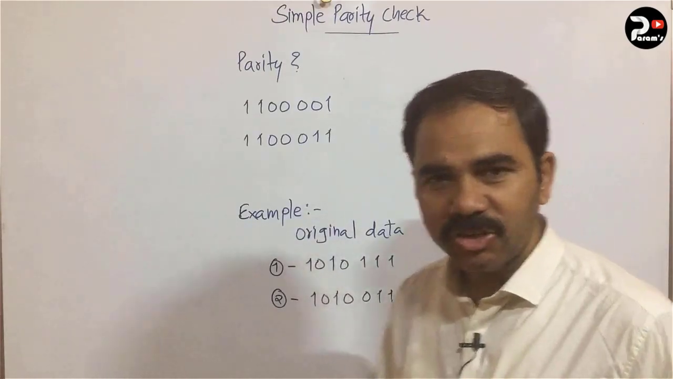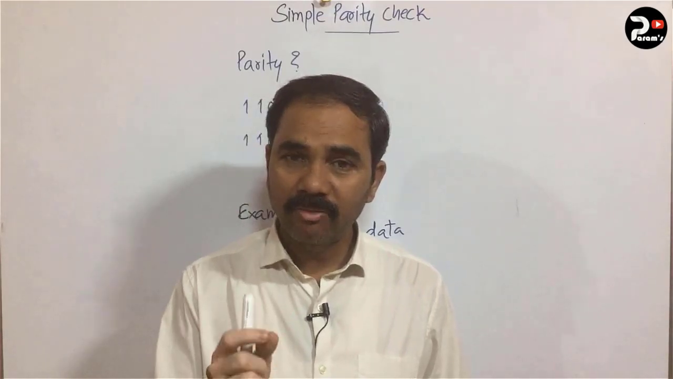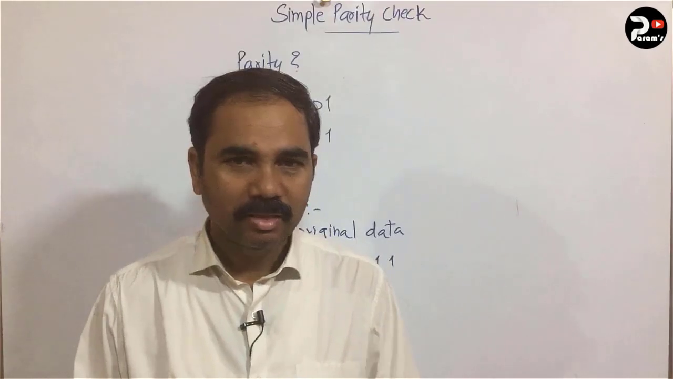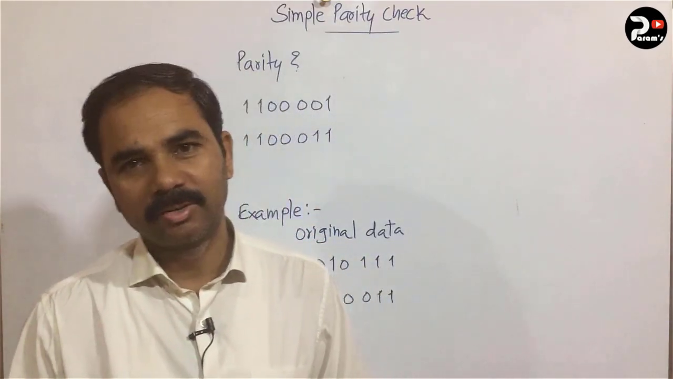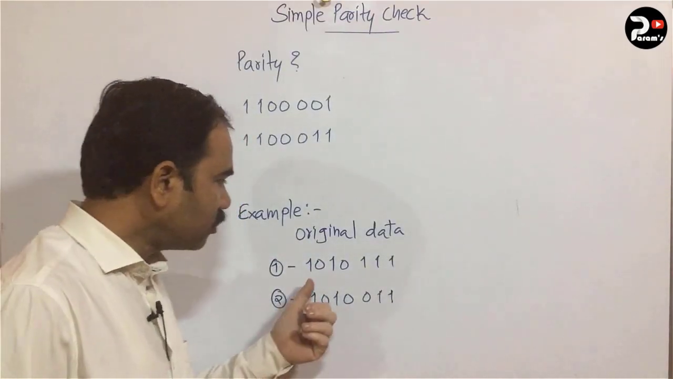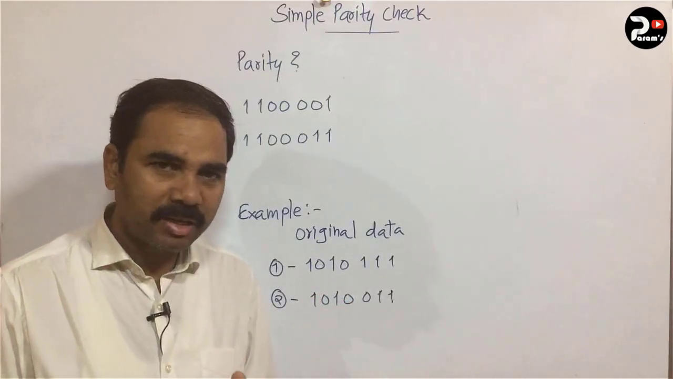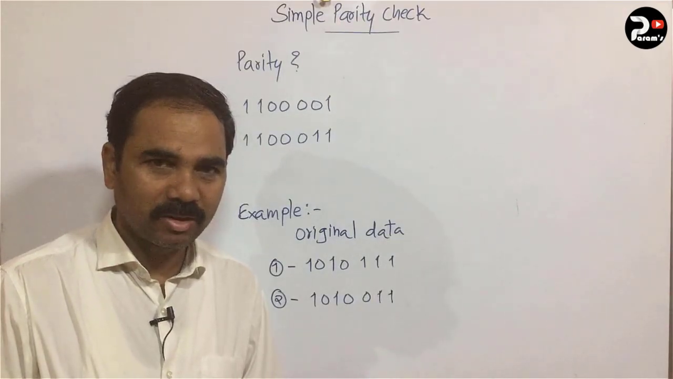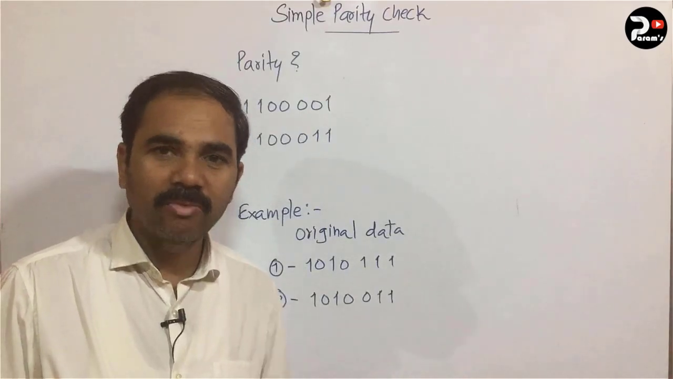In the simple parity check method, only one bit is sent with every data unit for error detection. That extra bit or redundant bit is called a parity bit. Suppose the data to be sent is 1010111. Before transmitting this data unit, in the simple parity check method, the parity is computed and it is made even.